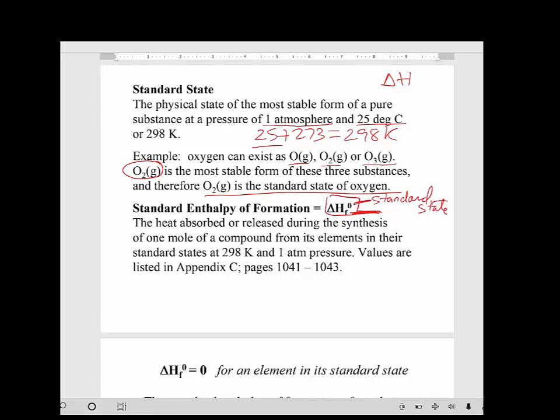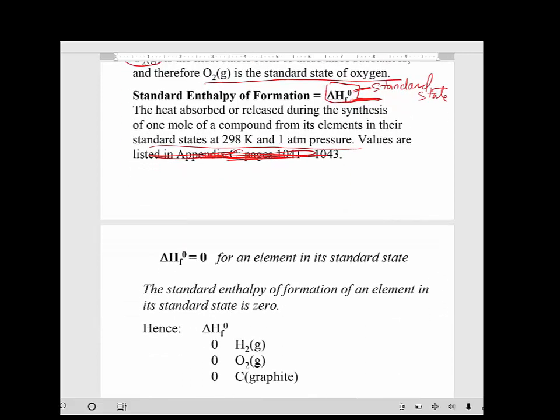Standard state. Okay, so what we're going to do is tabulate these enthalpy values for atoms, molecules, and compounds to make them comparable to each other. We're going to use the same standard state, meaning 25 Celsius, 1 atmosphere pressure, and the most stable form of that compound. So it's the heat absorbed or released during the synthesis of 1 mole of a compound from its elements, each in their standard states at 298 Kelvin, 1 atmosphere pressure. And you can actually consult the table on the internet to get those values, or use the textbook.